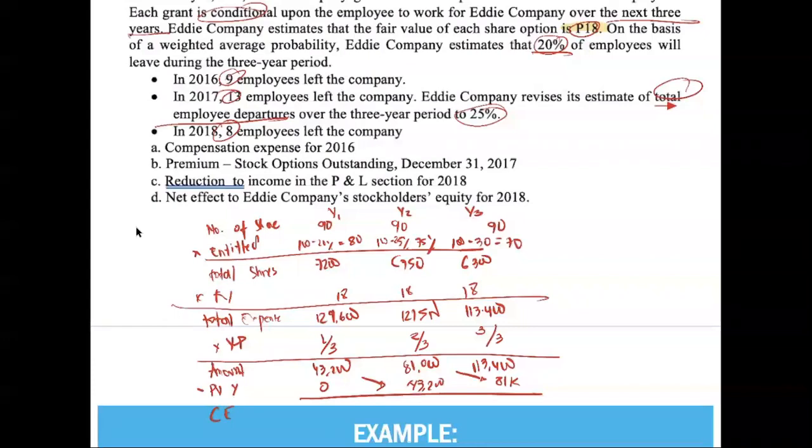Compensation expense. So this total amount presents the balance of share options. The last amount here presents the amount of compensation expense for the year. So how much here? 43,200. Here, 81,000 less 43,200, 37,800. Then we have 113,400 less 81,000. We have 32,400. Okay.